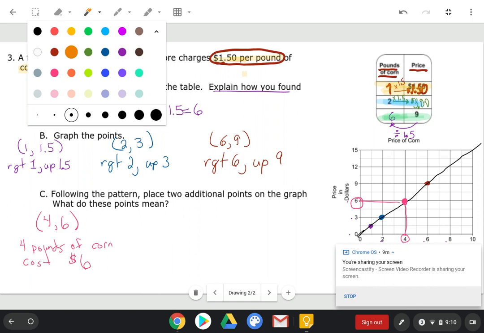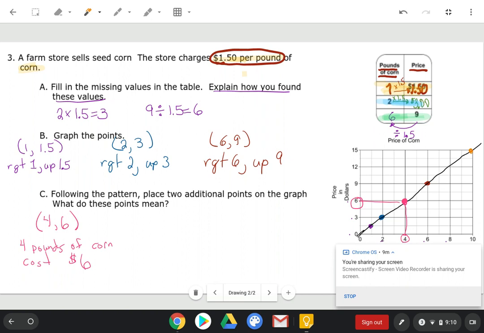So this point right here. Okay? Notice that's a 10 and a 15. And the 10 must come first, the 15 later when we're writing the coordinates. Okay, so that's telling me that 10 pounds of corn costs $15.